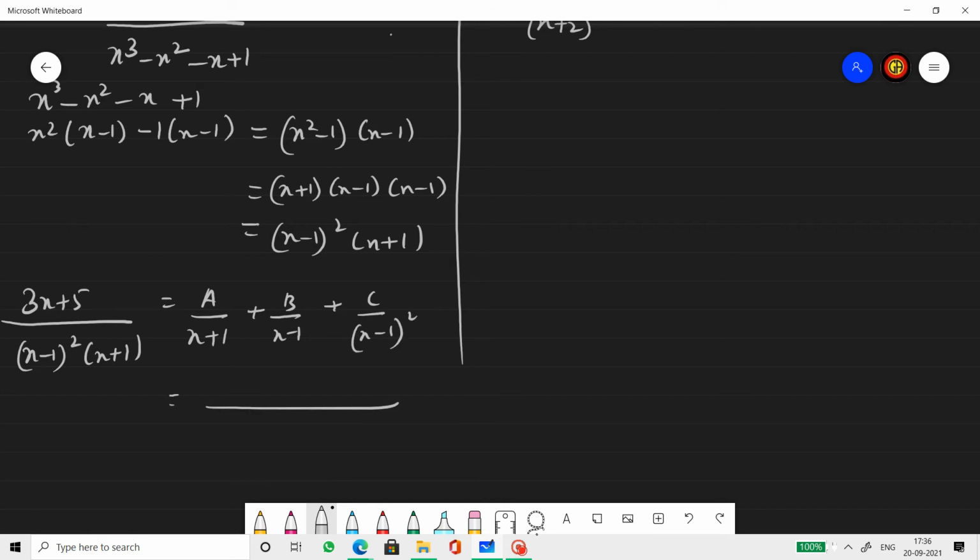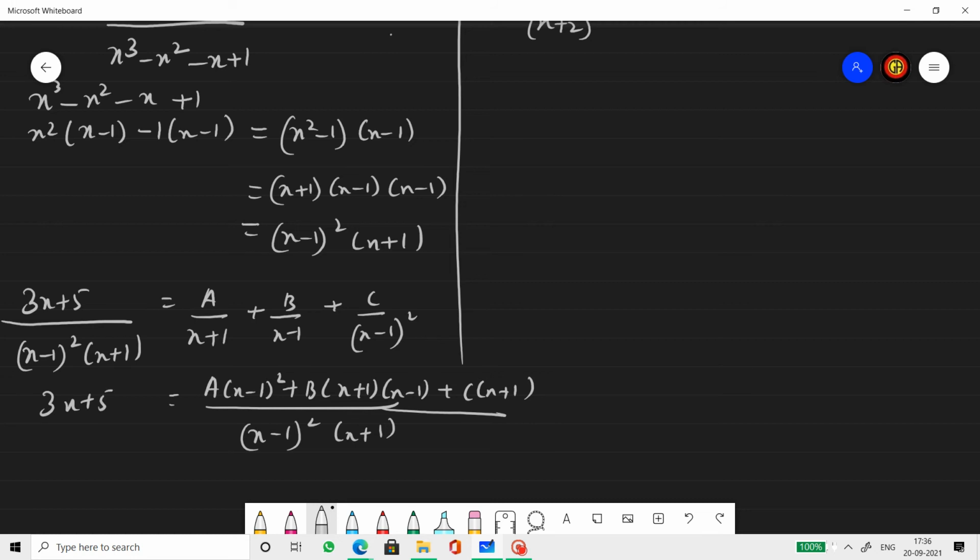Now take LCM. (x minus 1) the whole square into (x plus 1) is the LCM. So a times (x minus 1) the whole square, b times (x plus 1) into (x minus 1) and c times (x plus 1). And the denominator will get cancelled with the denominator on the left side. So therefore, we have only this. Now once you come to this point, I think you all will know.